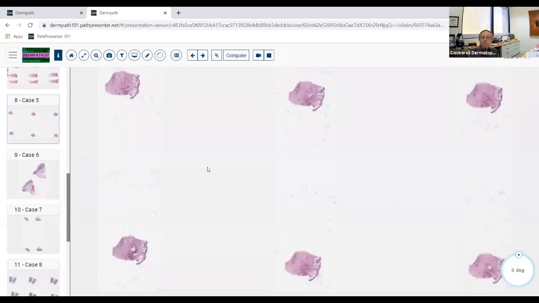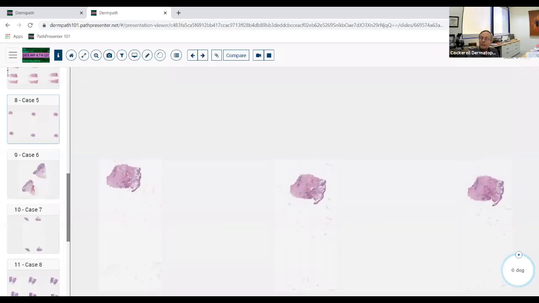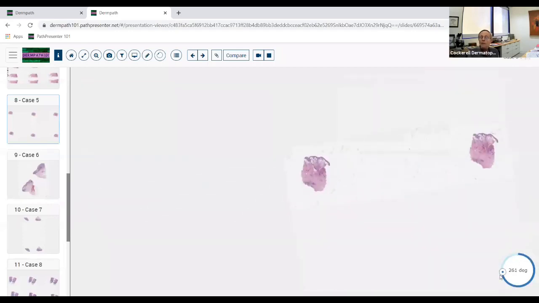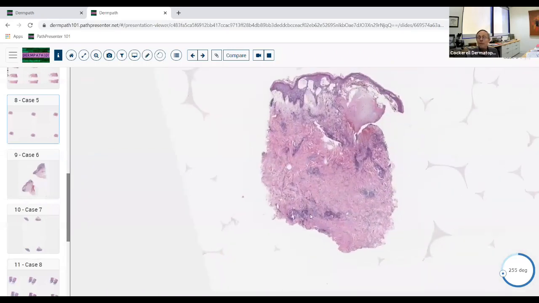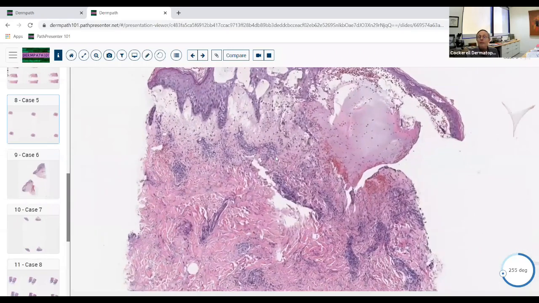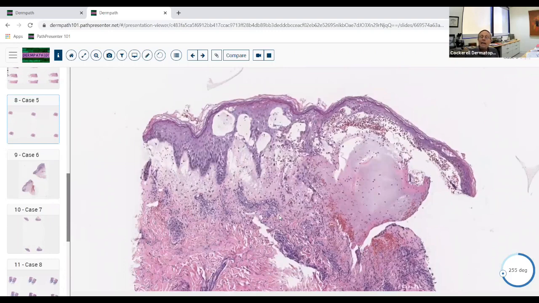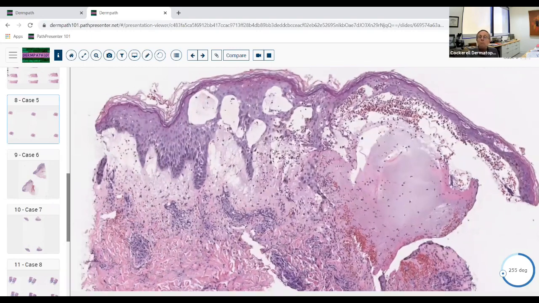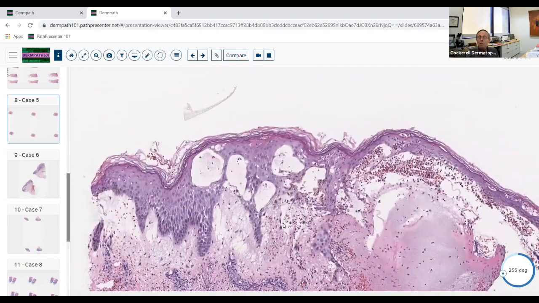Okay. Now let's look at this specimen here, which shows a different type of blistering totally. So now I'm going to ask you, what kind of vesicle are we looking at here? Is this acantholysis? Is it ballooning, or is it spongiosis?